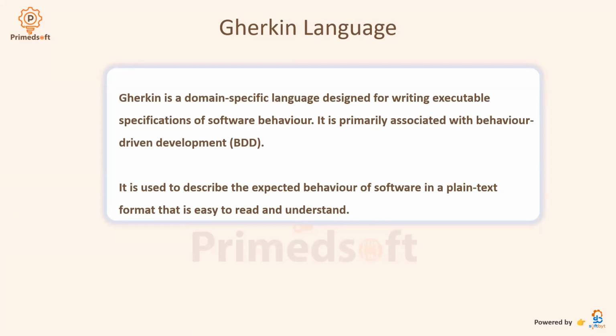So Gherkin is a domain-specific language designed for writing executable specifications of software behavior. It is primarily associated with behavior-driven development. It is used to describe the expected behavior of software in a plain text format that is easy to read and understand.